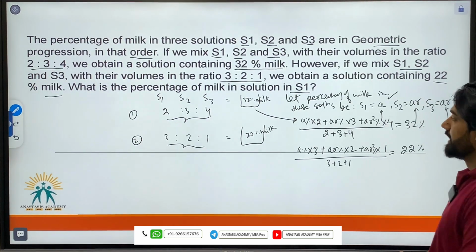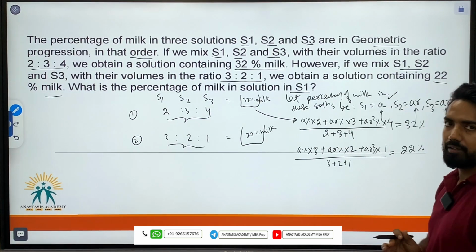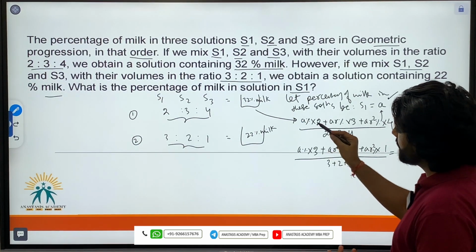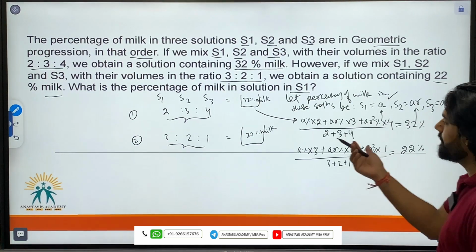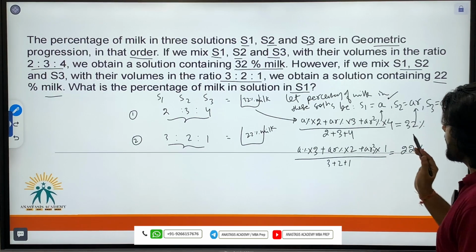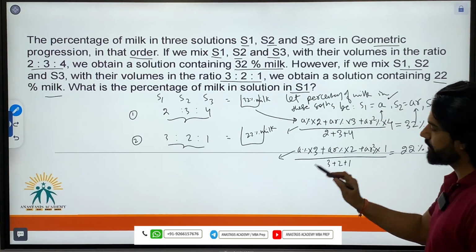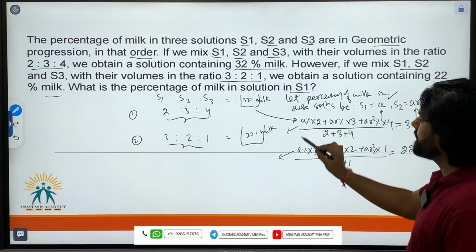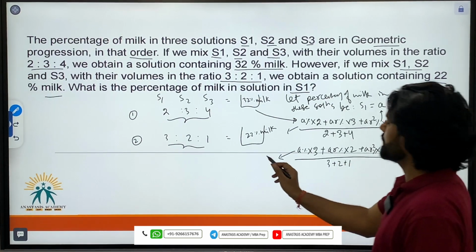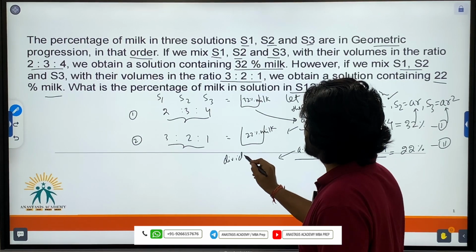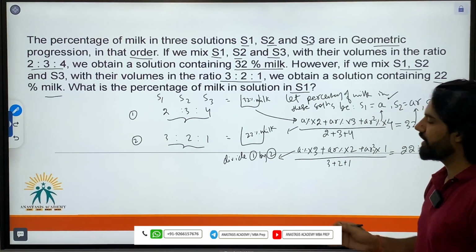Now what I have to do, I have to get rid of one variable, right? I need these two equations to be in one variable to get the value of that variable. So what I can do is I can take A common from this equation, I can take A common from this equation, and I have to divide these two equations, right? Naming them 1 and 2. So I'm writing directly that divide 1 by 2. Divide equation 1 by 2.